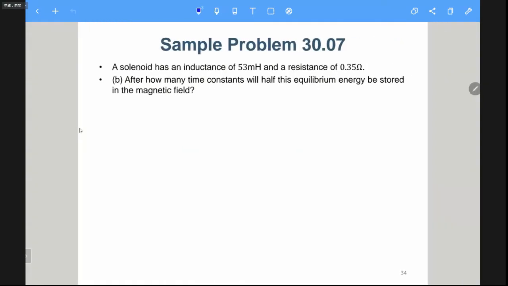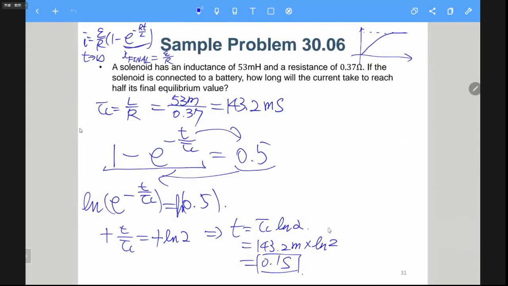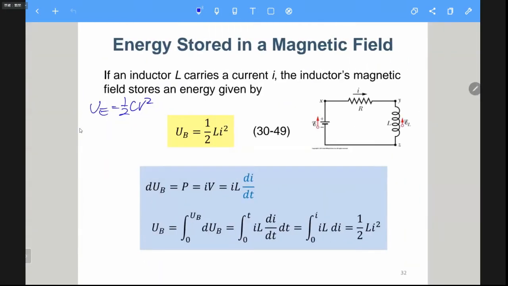So the next one: after how many time constants will half of this equilibrium energy be stored in the magnetic field? So this is different from the previous case. For the previous sample problem, it asked for half of the equilibrium value of the current. But here, the energy stored is proportional to the square of the current. So the conditions are different.